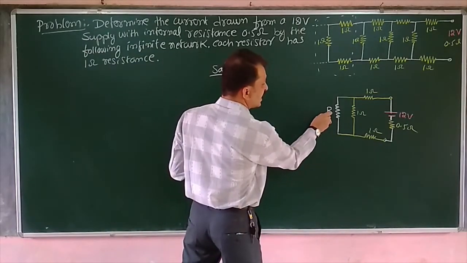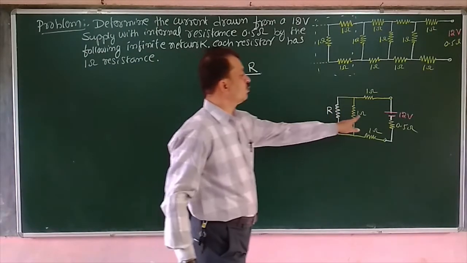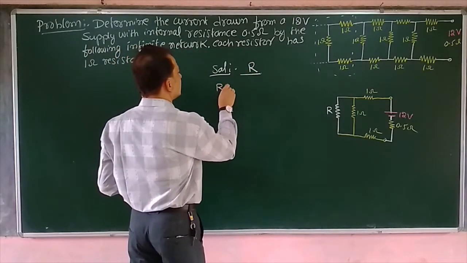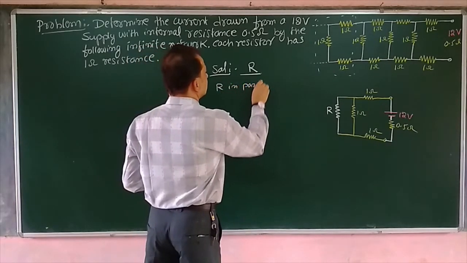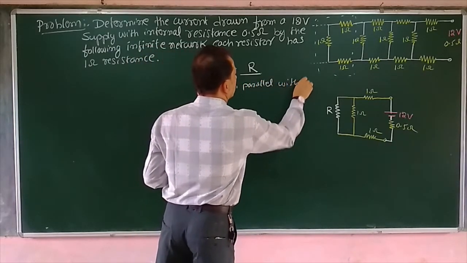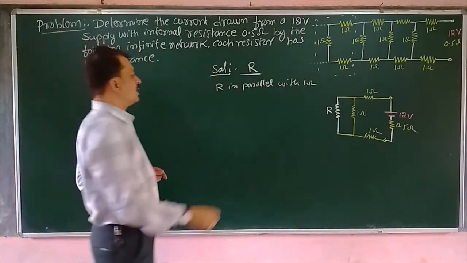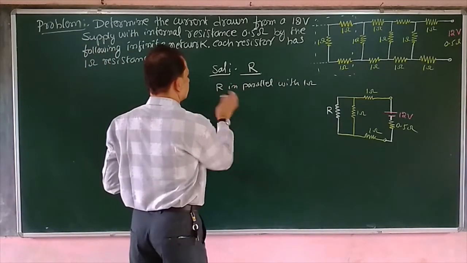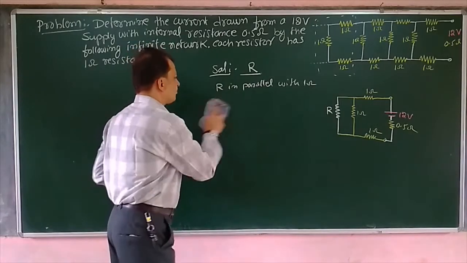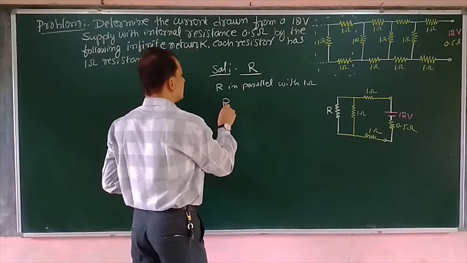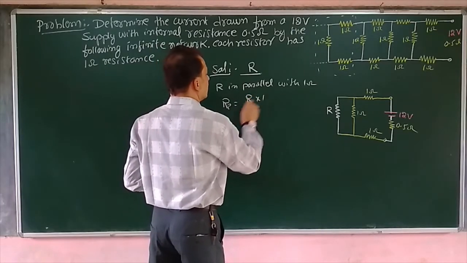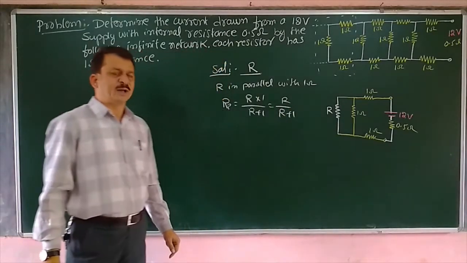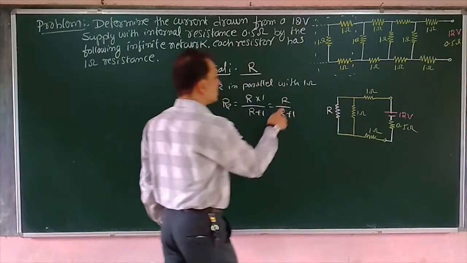Now look here, this R is in parallel with this 1 ohm resistor. R is in parallel with 1 ohm resistor. Therefore, R in parallel with 1 ohm. Now what is their equivalent? If I call it RP, then RP is equal to R into 1 divided by R plus 1, R divided by R plus 1. Now their equivalent is R divided by R plus 1.